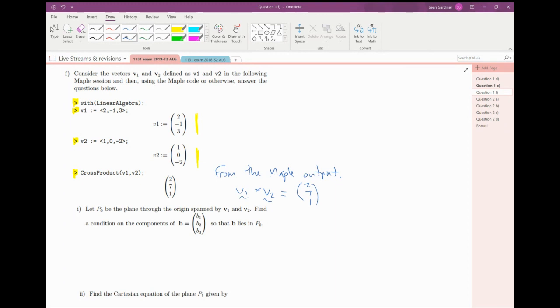Okay, so now let's actually look at the question, right? Part 1 here is saying that we have a plane P0. It goes through the origin. It's spanned by the two vectors that we've been told about, v1 and v2.